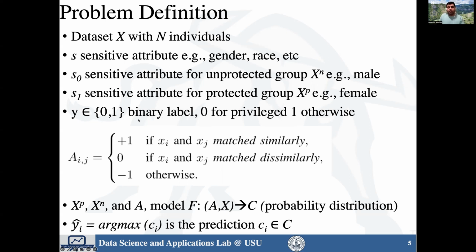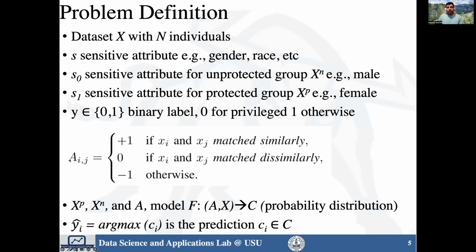And Y is the binary label. In this paper, we just focus on binary classification, and we have 0 or 1. 0 is for the privileged class, for example, getting a loan or being admitted to a college, and 1 otherwise.